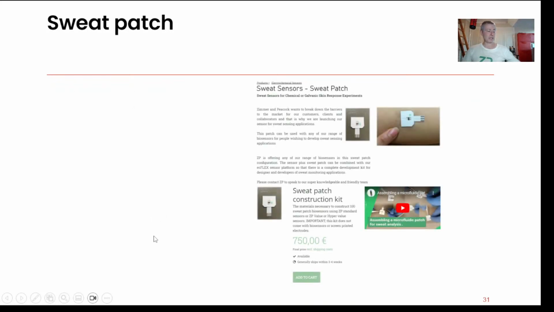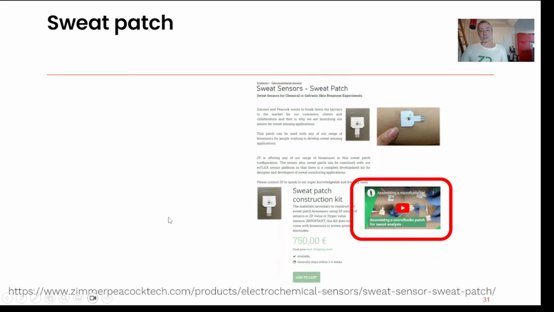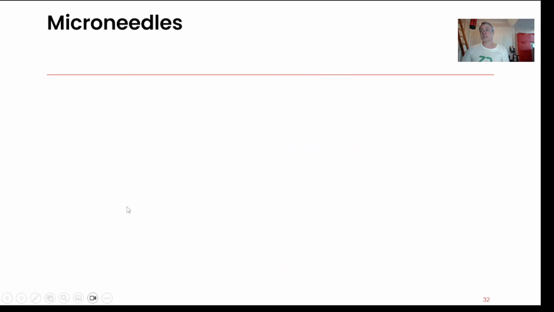We also have a sweat patch. What I mean by sweat patch is the ability to bring sweat to those sensors. Again, this is really just for proof of principle. Watch the video. If you can follow the video, then you are qualified to be able to buy that product. If you're not sure and you have questions, do not buy the product.